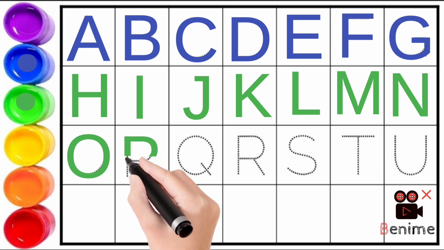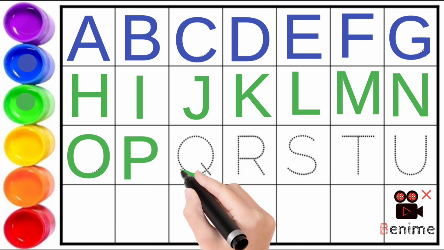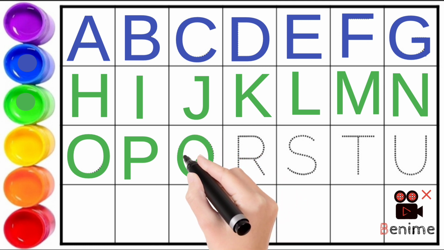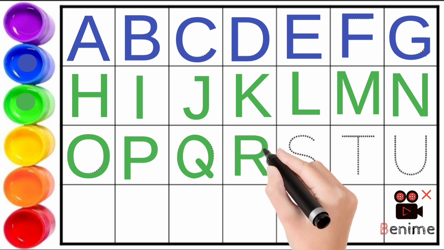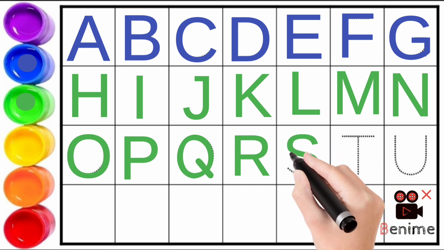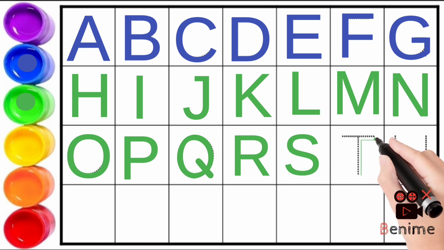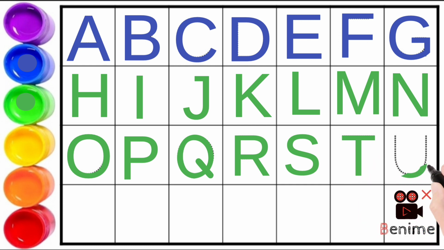P. P for papaya. Q. Q for queen. R. R for rat. S. S for sheep. T. T for telephone. U. U for umbrella.